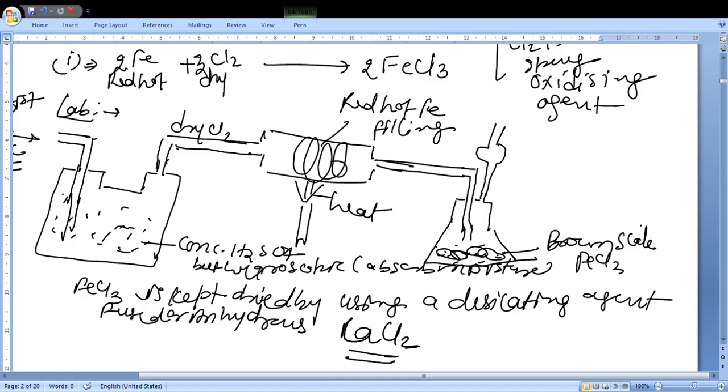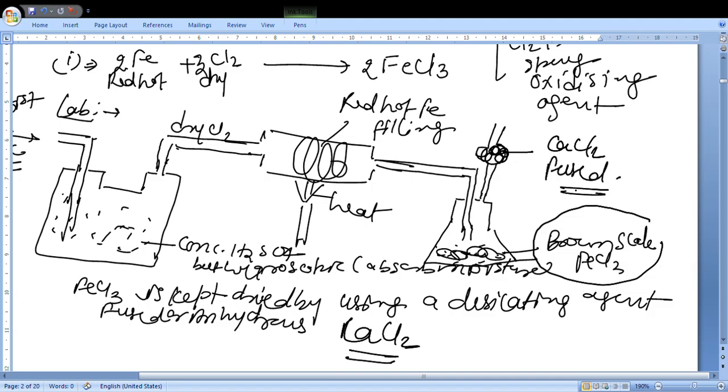Deliquescent means absorbing moisture and forming a solution, and desiccating means absorbing moisture without changing state, like hygroscopic. So this is fused or anhydrous CaCl2, which will absorb moisture from the surroundings of FeCl3 to keep FeCl3 dry. Otherwise, if CaCl2 is not used, then it will become moist and form a solution. Then our purpose will fail.